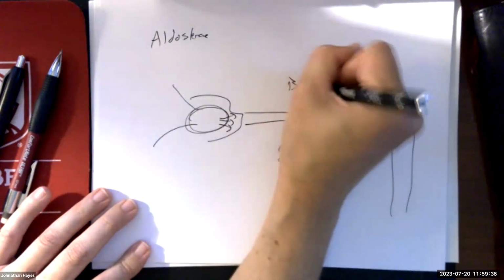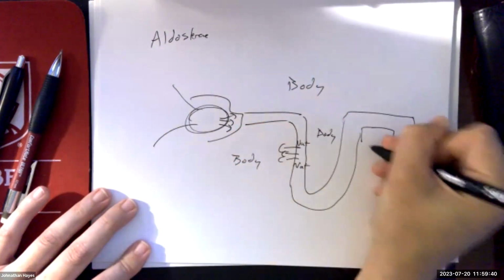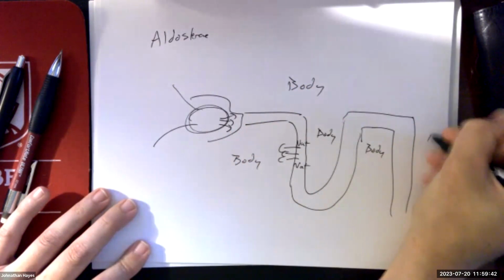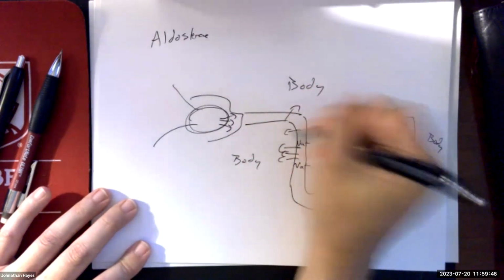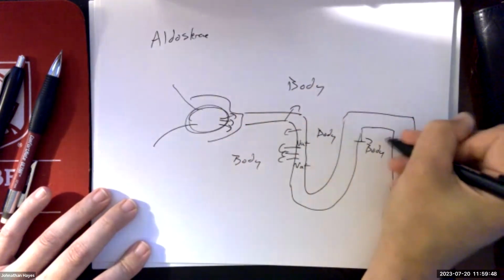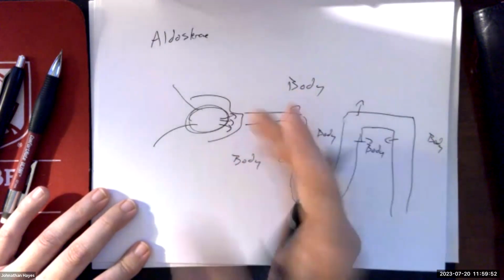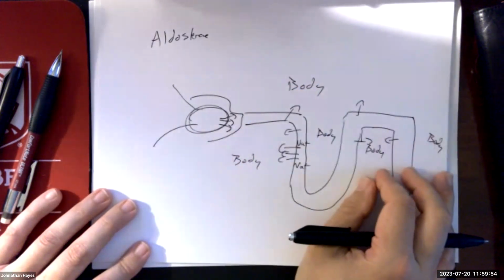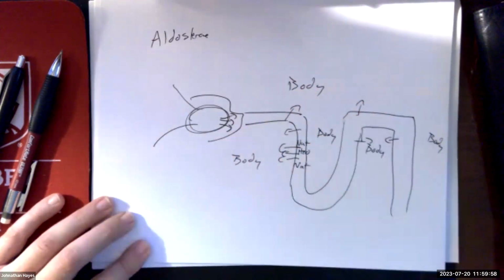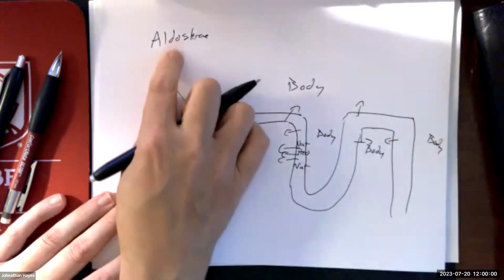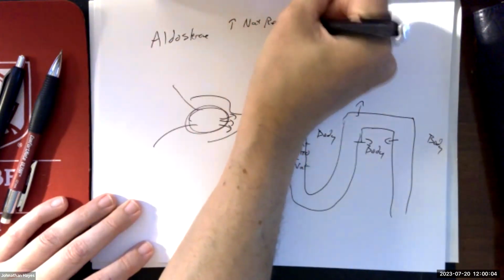So let's just assume this is body, body, body, right? If I get pulled out of the tubular system anywhere, whether it's here or here or here, it doesn't matter. If I get pulled out of the tubular system, I'm staying in the body. I'll get pulled back into the blood. Anytime you pull sodium out of the tubular system, water will follow, right? So that's one of the main roles of aldosterone, again, it increases sodium reabsorption.